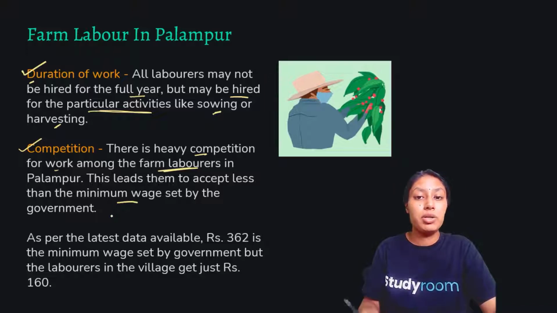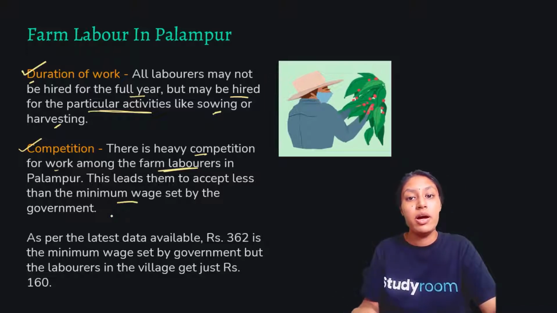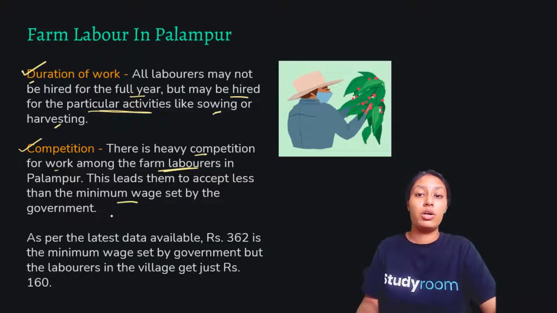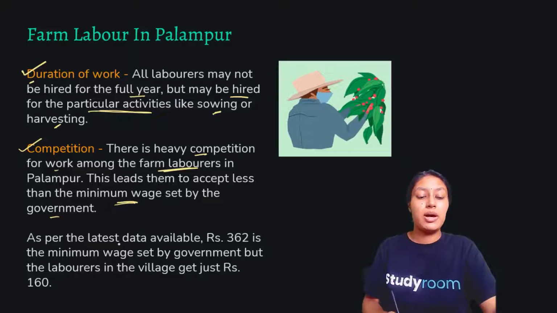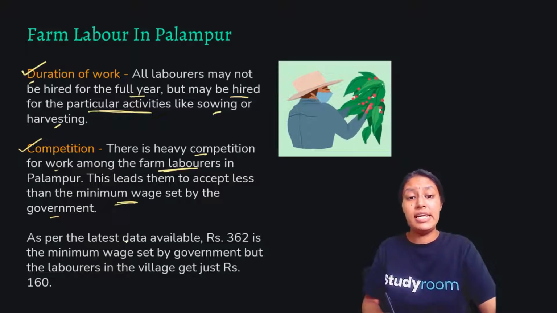So the person might take another farm labor, but not them. So they have to work for their living as well. They used to accept minimum wages which is set by the government, because of the heavy competition, because of their high population. Okay, so let's study this in detail by the data.